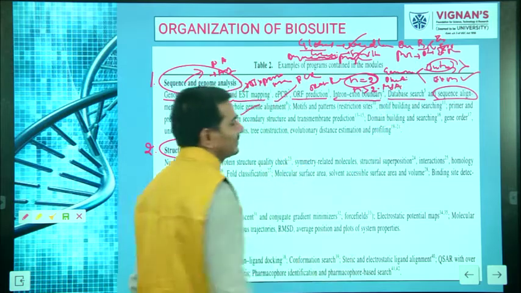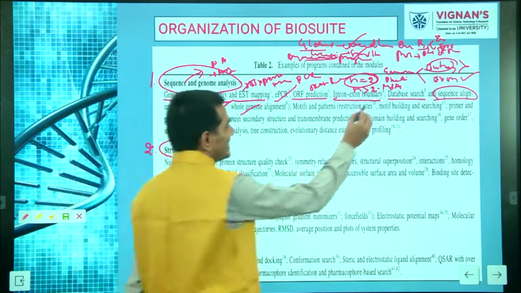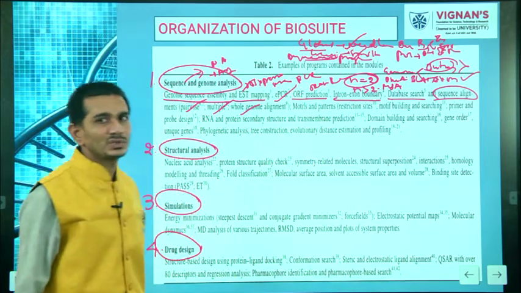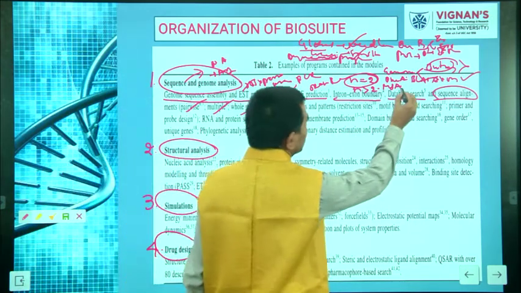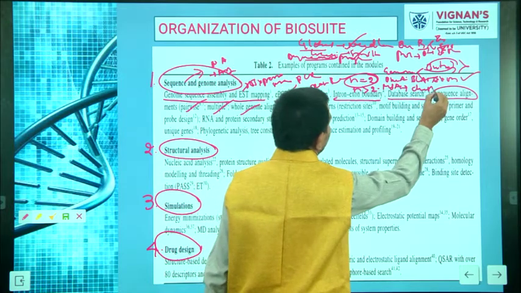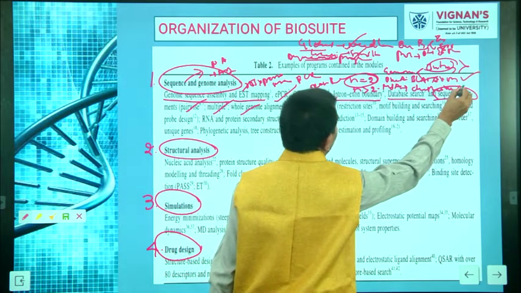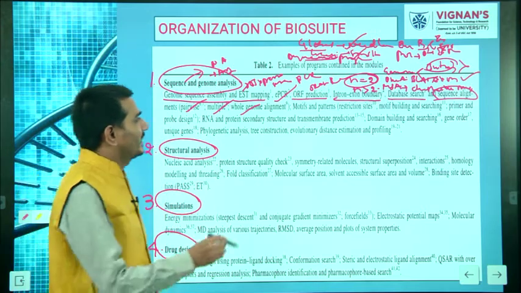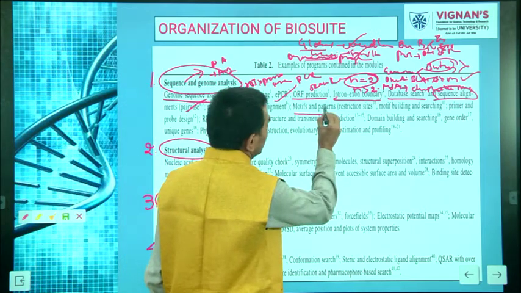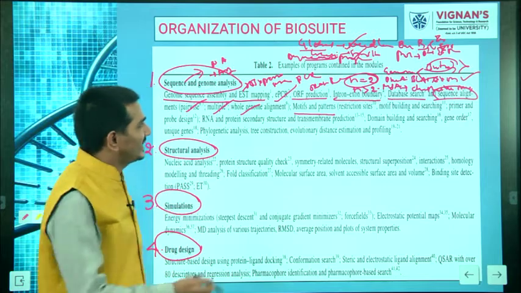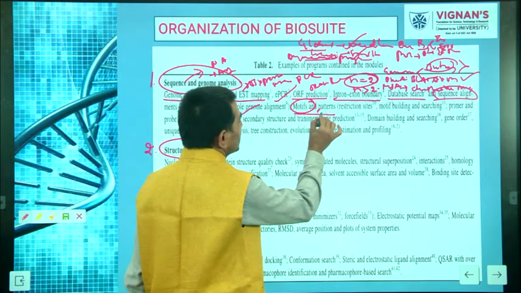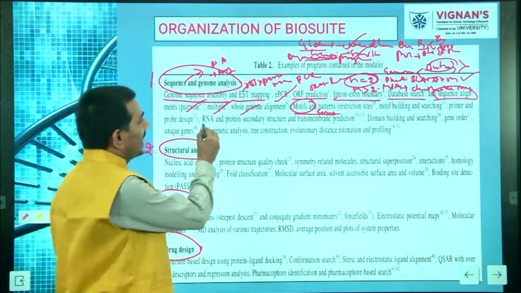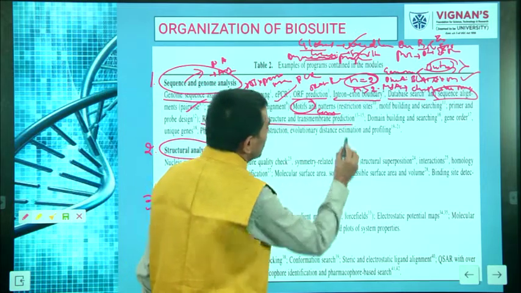And we have tools for carrying out pairwise alignment. The best example is BLAST, which stands for Basic Local Alignment Search Tool. And for carrying out multiple sequence alignment, we have tools like Clustal W and Clustal Omega, which are mainly meant for this purpose. And coming to motifs and patterns, these motifs are nothing but conserved regions. And next is RNA and protein structure and transmembrane prediction.